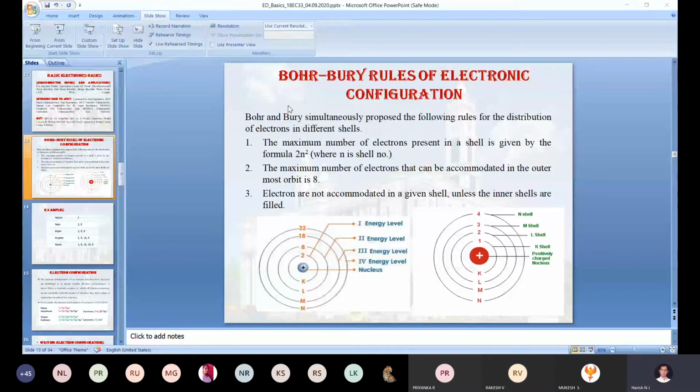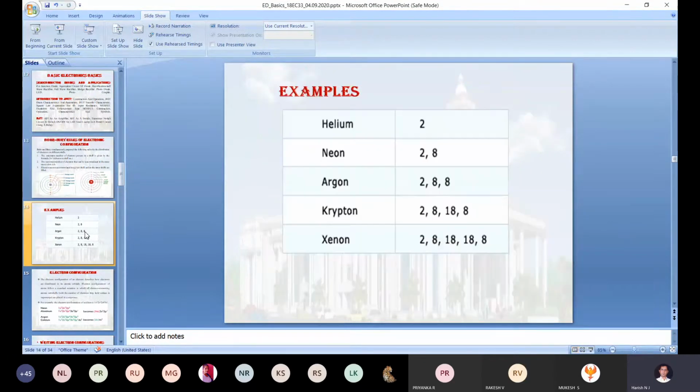Based on these three rules, now we will see the electronic configuration for some atoms. Some examples: for helium, the total electrons are 2. For neon, total electrons are 10. Argon, the total electrons are 18. The same way, different atoms have different numbers of electrons.